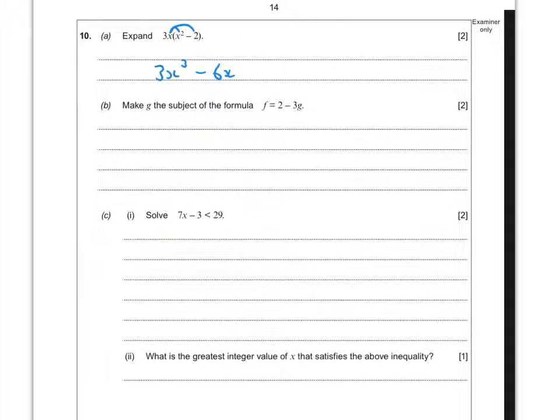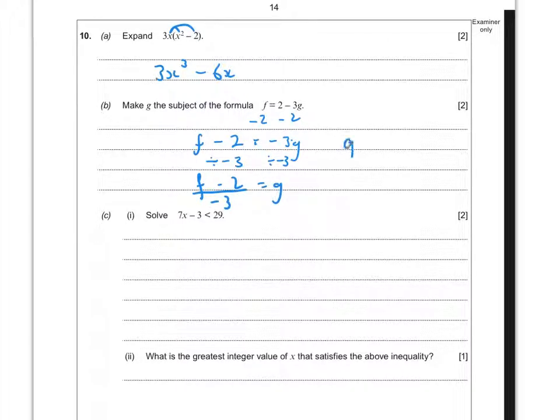So we just need to use our algebra skills here, and the first thing I'm going to do is take away 2 from both sides, which would leave f minus 2 equals minus 3g. And then I want to get rid of this times by minus 3. So the inverse of times by minus 3 is divide by minus 3. So just be careful, because the minus sign isn't going anywhere on that one. That's part of the calculation. F minus 2 all over minus 3 is equal to g.